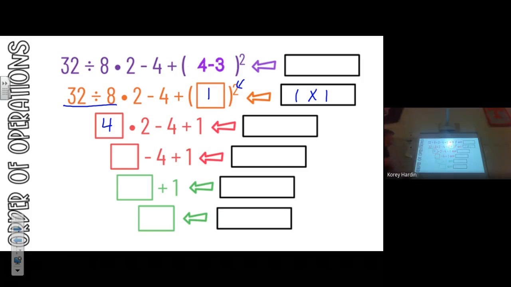So now I've got 4 times 2 minus 4 plus 1. Remember, multiplication and division are on the same line, so we're just going from left to right. I've still got to get through multiplication before I head on to adding and subtracting. So I'm going to do 4 times 2. 4 times 2 is 8.